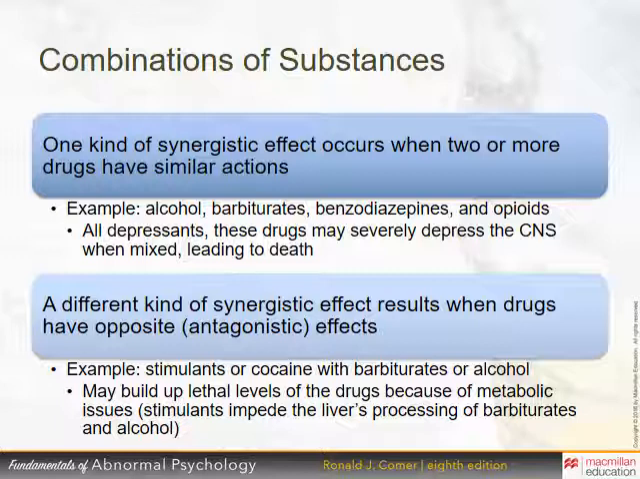A different kind of synergistic effect results when drugs have opposite or antagonistic effects. For example, stimulants or cocaine with barbiturates or alcohol, which are depressants. So combining these stimulants and depressants may build up lethal levels of the drugs because of metabolic issues. Stimulants impede the liver's processing of barbiturates and alcohol, for example.